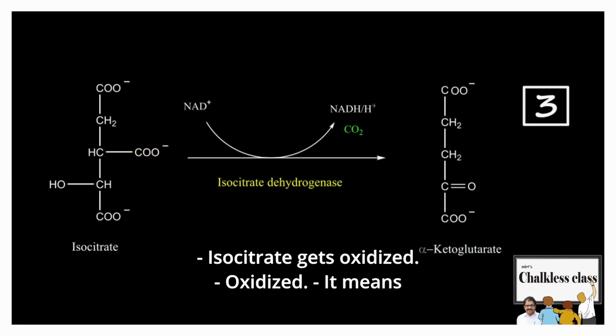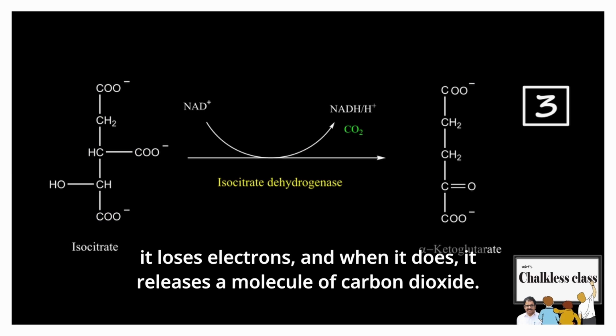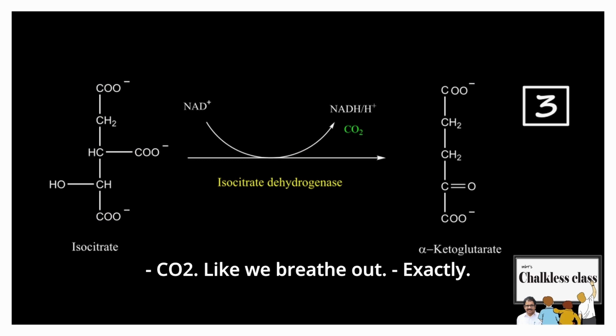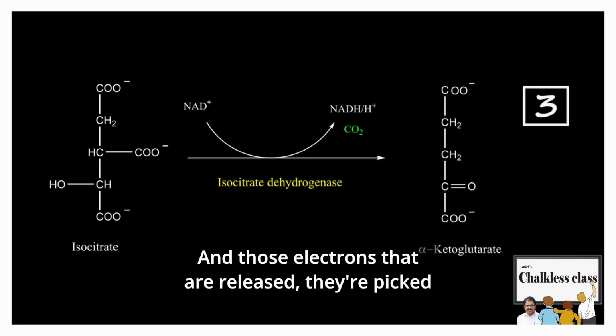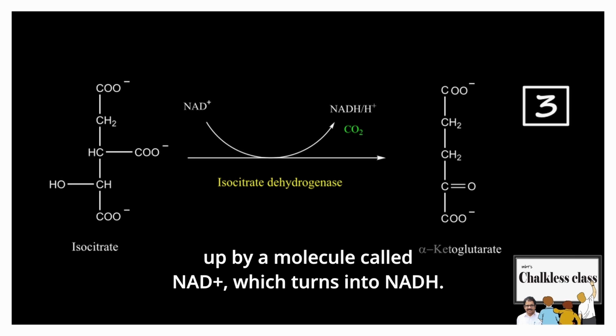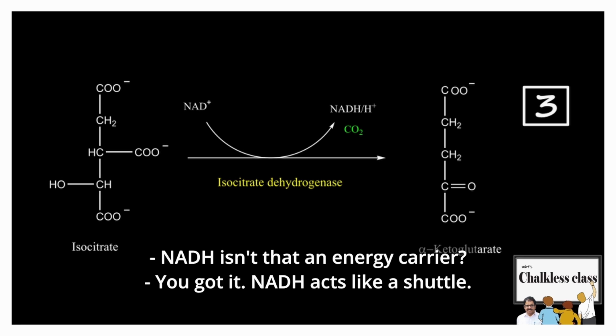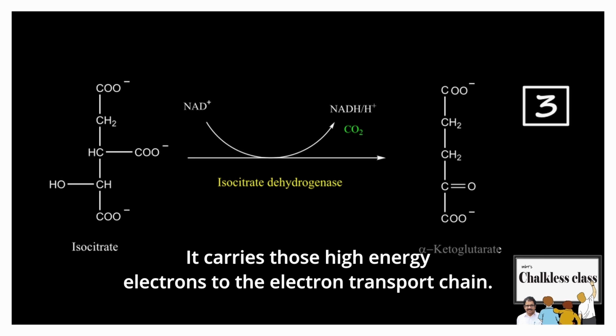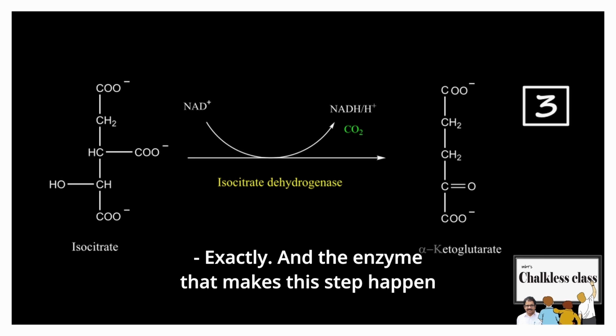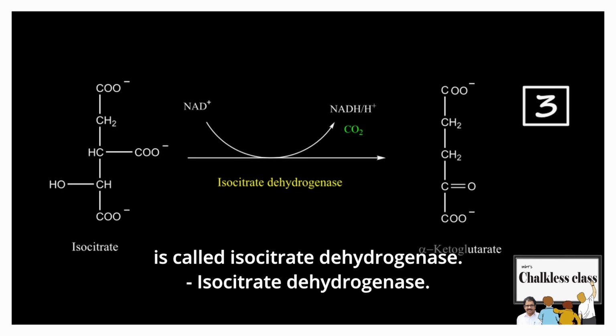Okay, tell me more. Isocitrate gets oxidized. Oxidized. It means it loses electrons, and when it does, it releases a molecule of carbon dioxide. CO2. Like we breathe out. Exactly. And those electrons that are released, they're picked up by a molecule called NAD+, which turns into NADH. NADH, isn't that an energy carrier? You got it. NADH acts like a shuttle. It carries those high-energy electrons to the electron transport chain. Where they'll be used to make ATP. Exactly. And the enzyme that makes this step happen is called isocitrate dehydrogenase. Isocitrate dehydrogenase. Wow, that's a mouthful.